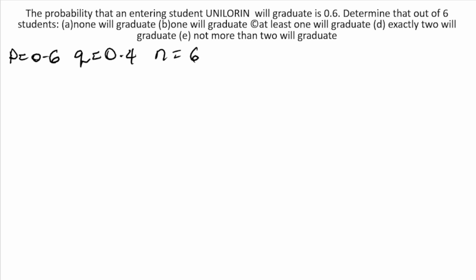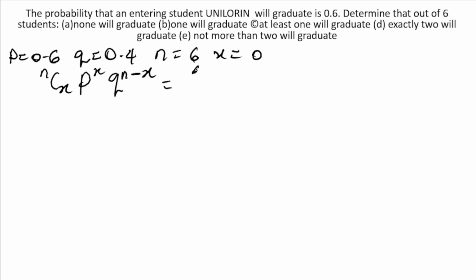Now the n here already, you know it's 6. Okay, now we'll be asked to find the x, which is, they said determine that out of 6 students, none will graduate. From the word none, what does it mean? 0. None of them will graduate. So n combination x, p raised to the power of x, q raised to the power of n minus x.